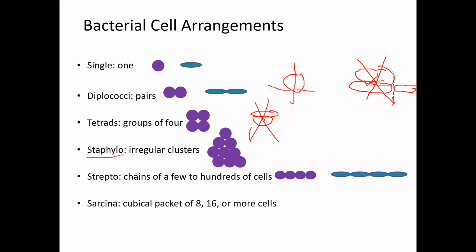If you notice that the cells are arranged in lines or chains, then you use the prefix strepto. So this chain of cocci cells, those are called streptococci. The bacillus cells, you would describe this arrangement as streptobacilli. So again, you always put the arrangement prefix first, and then you write down the morphology.